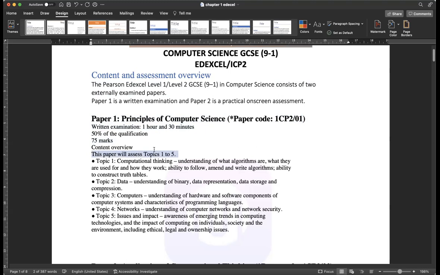Alright. So the topics are: computational thinking, data, computers, networks, issues and impact. These are the 5 topics in paper number 1. So Principles of Computer Science is a 1 hour 30 minutes paper, 75 marks, consisting of 5 topics. Did you get it?